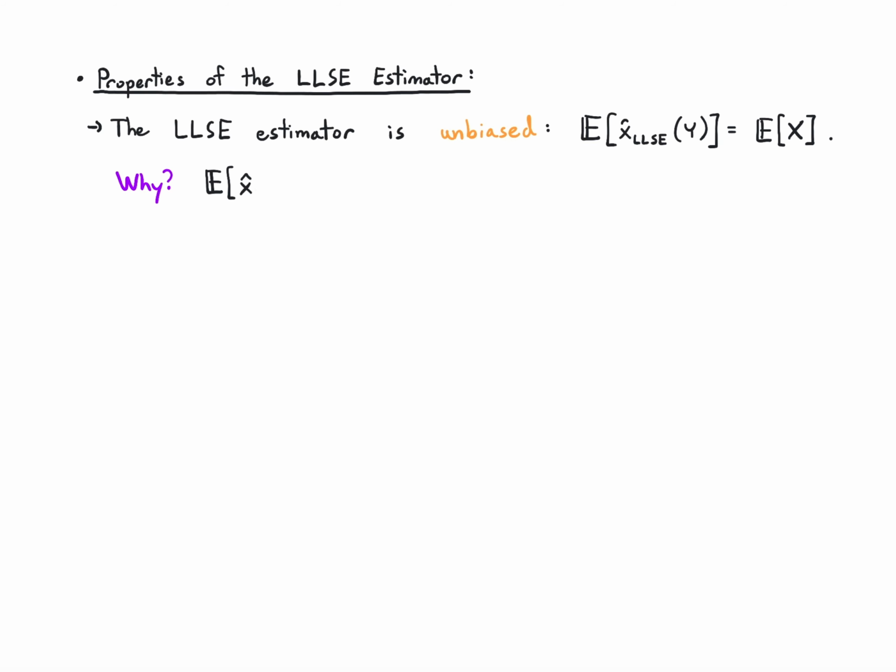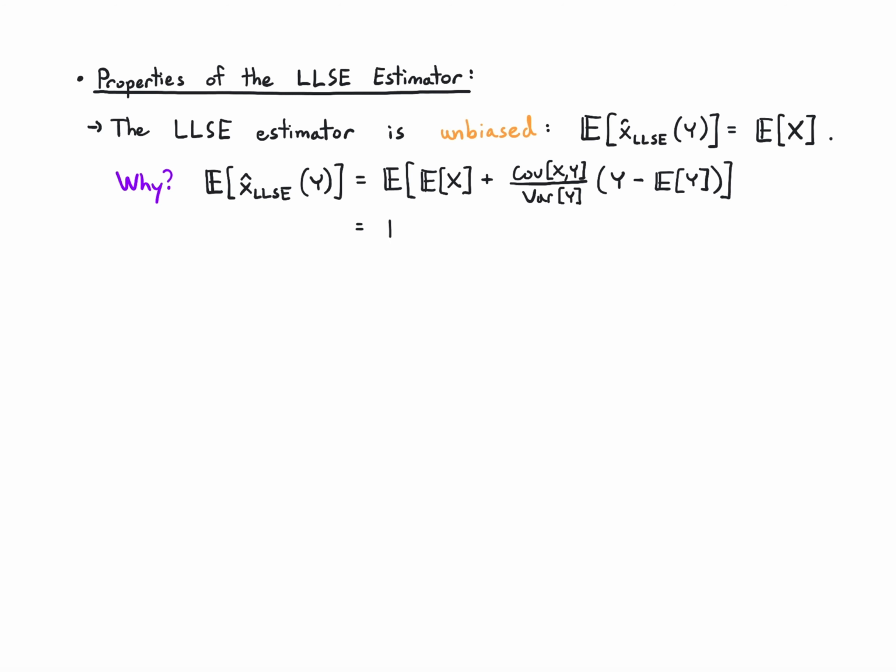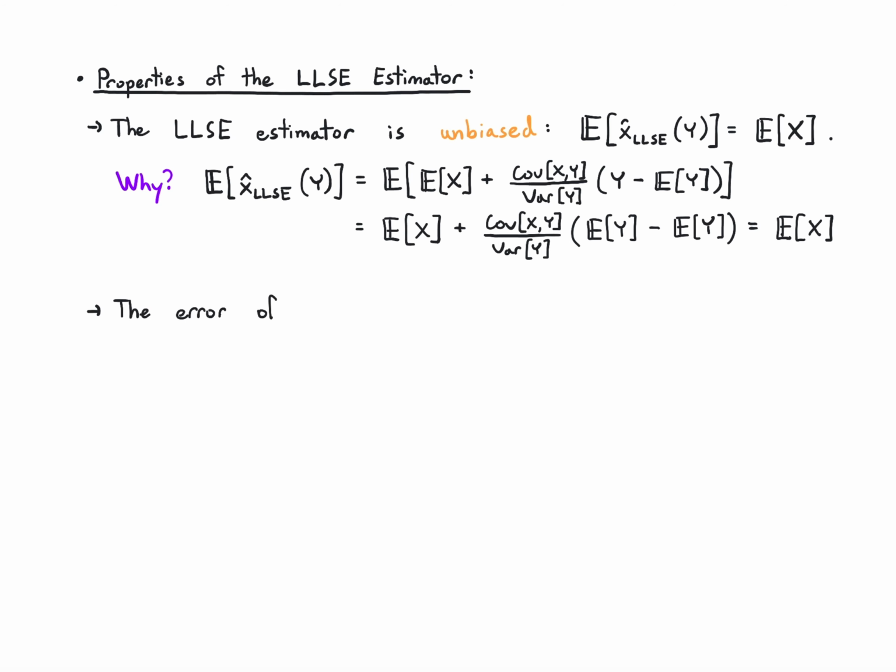Why is that true? Well, just plug in the form of the LLSE estimator, take the average. So I have mean of x plus covariance of xy over variance of y times y minus its mean. Okay, so let's push the expectation in and see what we get. By linearity of expectation, the only thing that's really random here is y. So it's going to get converted to E of y minus E of y. That's going to be 0. I'm just left with E of x. So it makes sense.